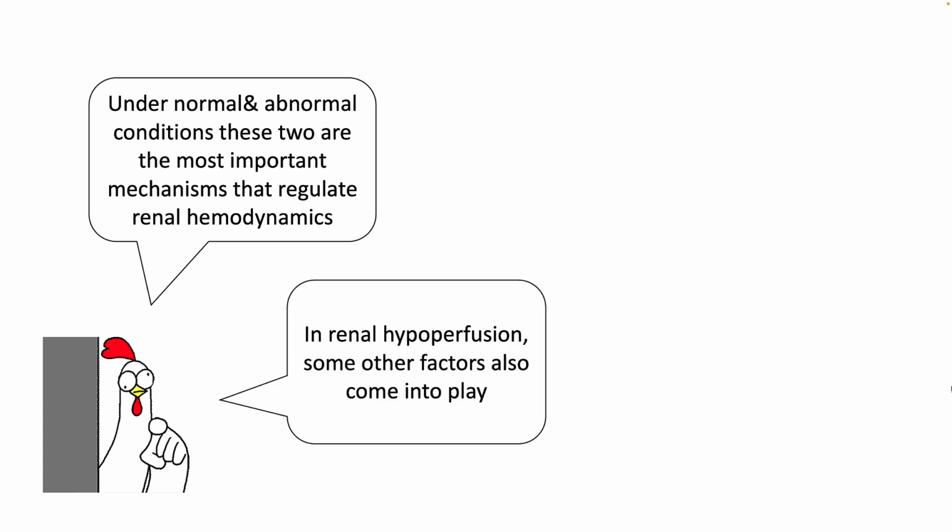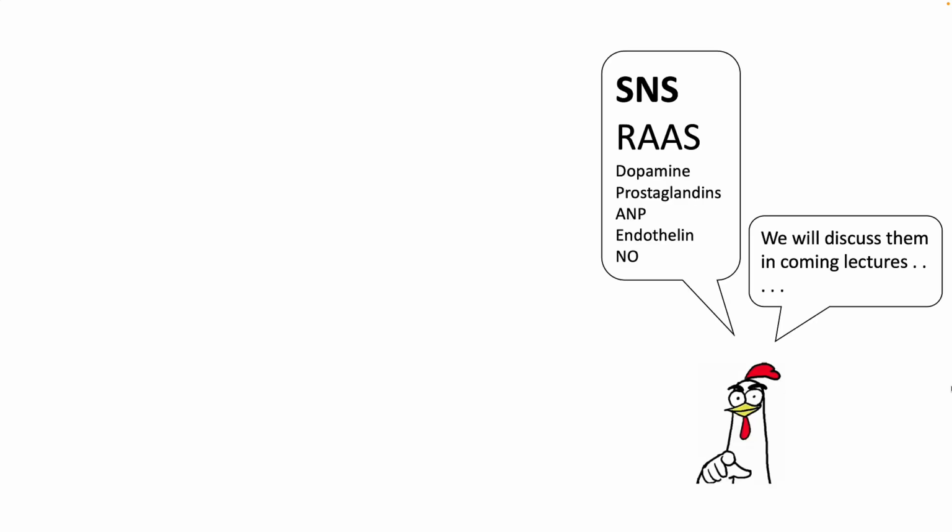However, in renal hyperperfusion, some other factors also come into play, like sympathetic nervous system, renin-angiotensin aldosterone system, dopamine, prostaglandins, atrial natriuretic peptides, endothelin, and nitric oxide. We'll discuss these in the next lecture.